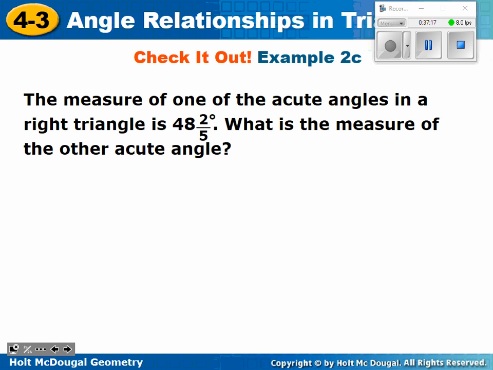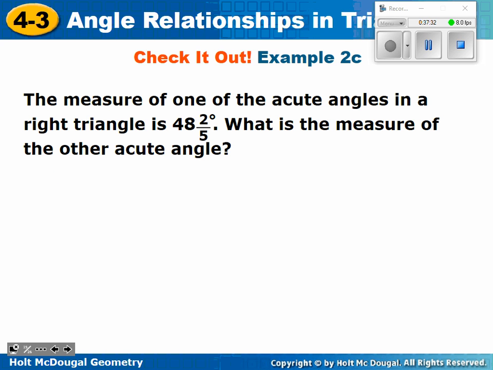All right, so let's try this one. This will make us practice our proficiency skills. Same directions. The measure of one of the acute angles of the right triangle is 48 2/5 degrees. What is the measure of the other acute angle?